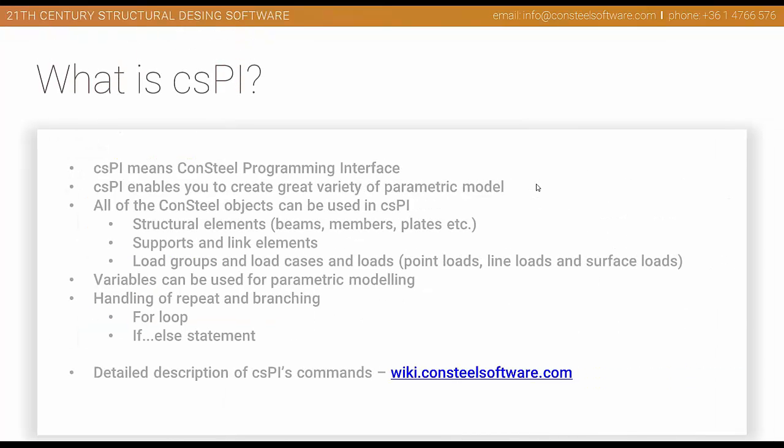So what is csPI? csPI means ConSteel programming interface, which allows you to create a great variety of parametric ConSteel models. With csPI, you can create all of the ConSteel objects, such as structural elements, beams, members, plates, etc., supports and link elements, load groups, load cases, and loads, of course, point, line, and surface load.